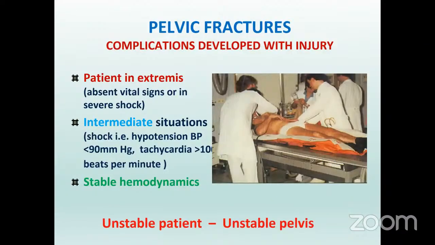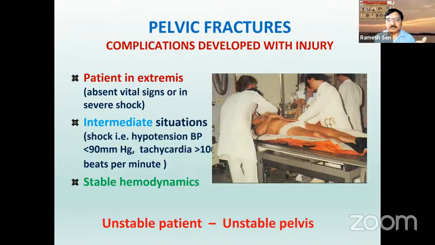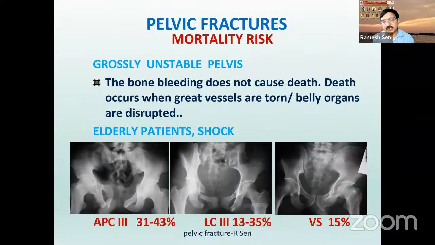Okay. As has been stated right from the first talk, the problem in pelvic fracture, the complications start from the time when the fracture happens, which can lead to a situation where the patient can land up in an extreme situation, or he could be somewhere intermediate, or it could be stable. And we might have a situation of an unstable patient having an unstable pelvis. Now, what is that unstable pelvis doing? It can increase the risk of mortality.